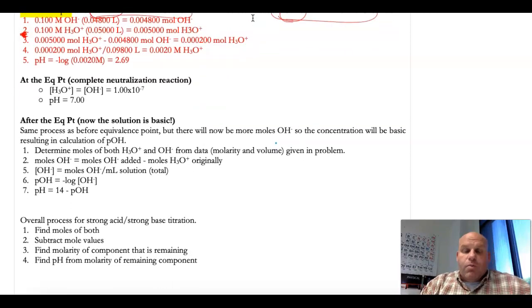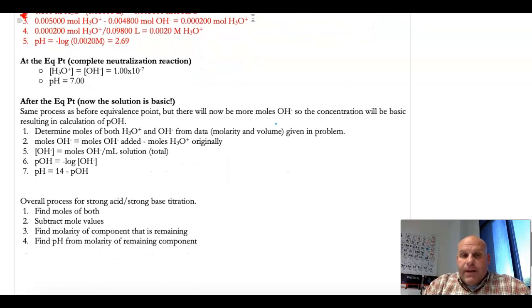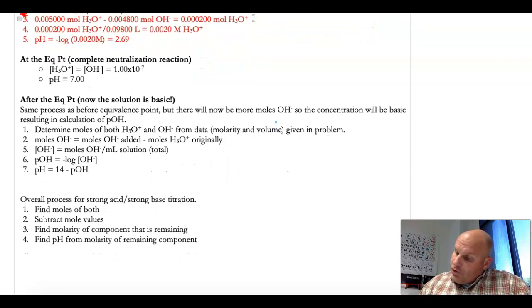And now after the equivalence point, it's going to be very similar to the process before the equivalence point. The difference being that now I'm in a situation where my moles of OH minus added is more than the moles of the H3O plus originally. And so when I do this subtraction here, I'm going to end up with more moles of OH minus, get the concentration of that OH minus, and then remember when I take the negative log of that value, I'm going to be calculating the pOH, not the pH. So I have to finish off with that subtraction.